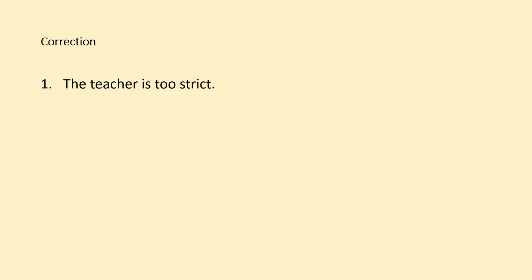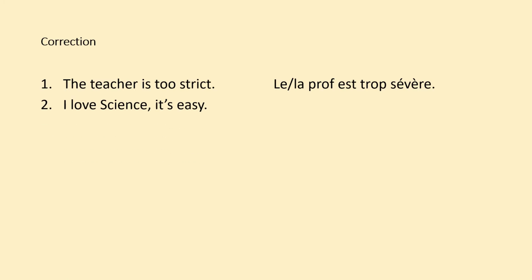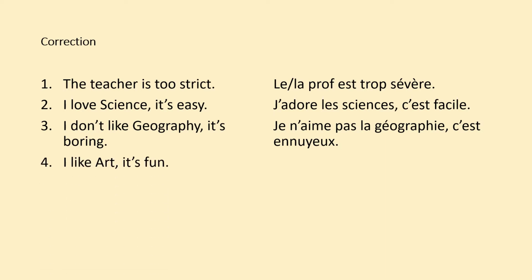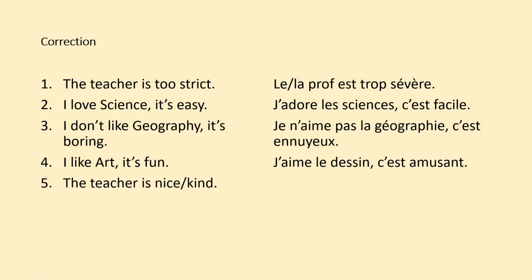And here are your answers. 1. The teacher is too strict. Le prof est trop sévère. Numéro 2. I love science, it's easy. J'adore les sciences, c'est facile. 3. I don't like geography, it's boring. Je n'aime pas la géographie, c'est ennuyeux. 4. I like art, it's fun. J'aime le dessin, c'est amusant. Et 5. The teacher is nice or kind. La prof est sympa. So pause to check your answers now. Press play when you're ready to continue to activity 1.